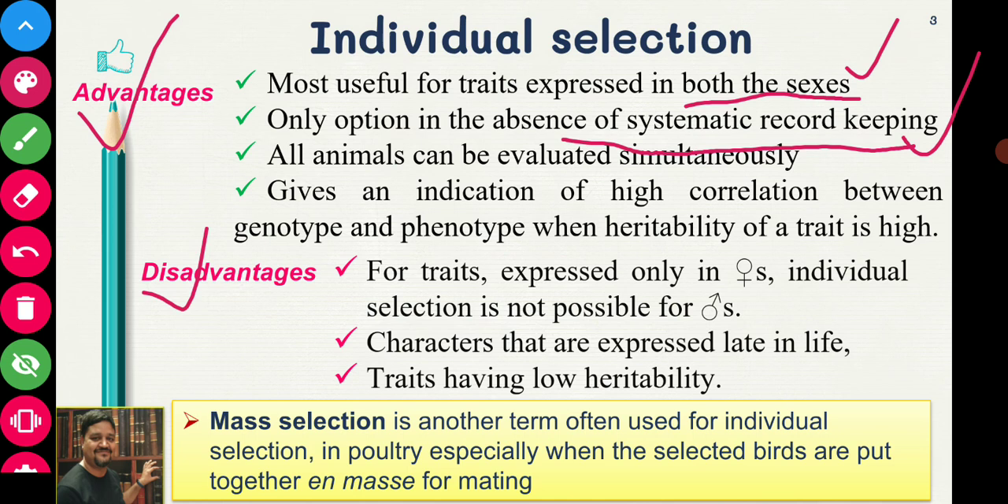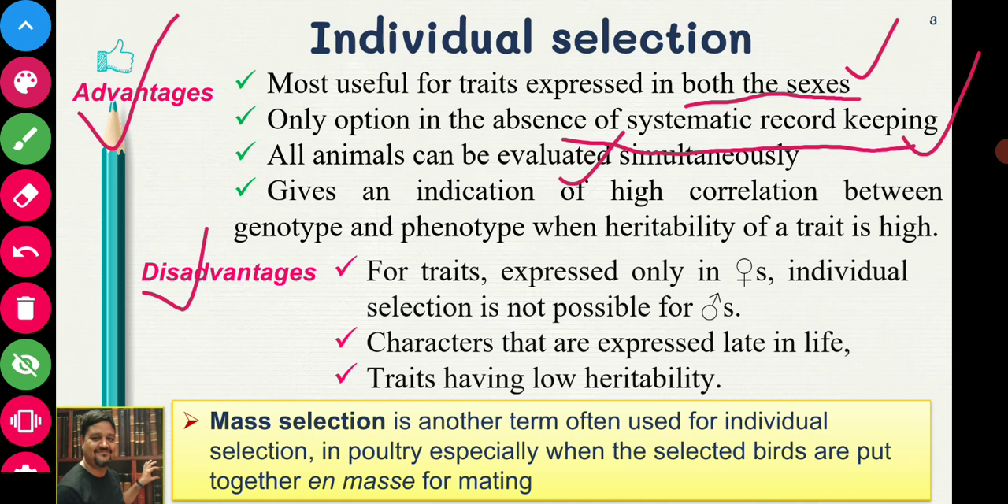The next point is that all animals can be evaluated simultaneously. That is the beauty of this method. If there is no record, you just simply milk all the animals. Although you are selecting only a few individuals, 1 or 2 or maybe 4, 5, 10, you have to evaluate all the animals. You will know the performance of each and every animal, though you will select only 1 or 2 individuals. So in this method all the animals can be evaluated simultaneously.